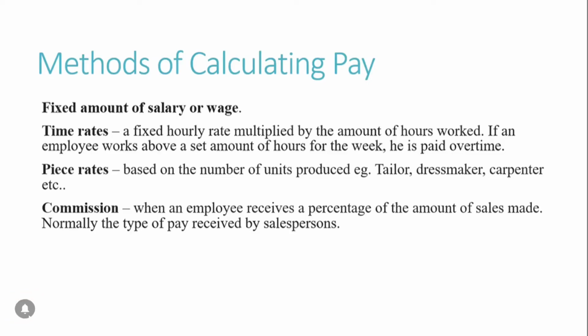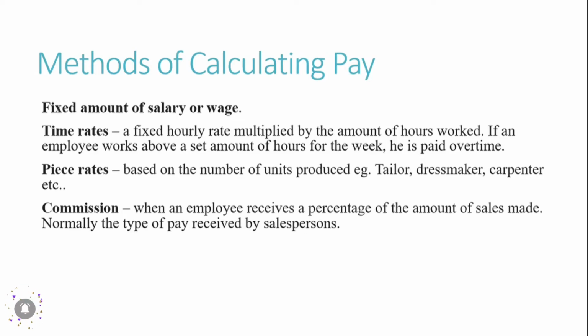If you're getting a wage, then it's going to be on a weekly or fortnightly basis, and it's a fixed amount that you will get every week or every fortnight or every month. Then you have time rates. With time rates, a fixed hourly rate is multiplied by the amount of hours worked. If an employee works above a set amount of hours for the week, he is paid overtime. So with the time rate, you are paid based on the amount of hours you work.